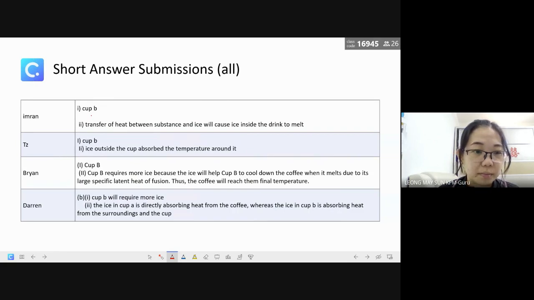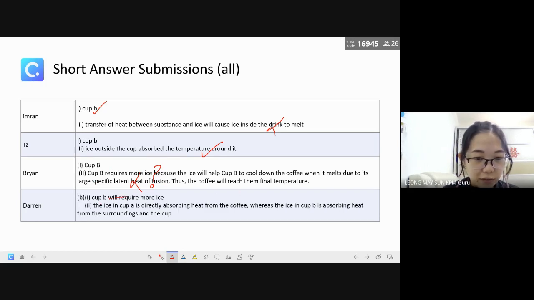Cup B, transfer of heat between substance and ice will cause the ice inside to... No, sorry, Imran. Just direct answer that the ice outside absorbed the temperature around it. Okay? Brian's answer: cup B requires more ice because ice will help cup B to cool down the coffee when it melts due to its large... Wrong, sorry, Brian. Long answer, but the answer's not there.